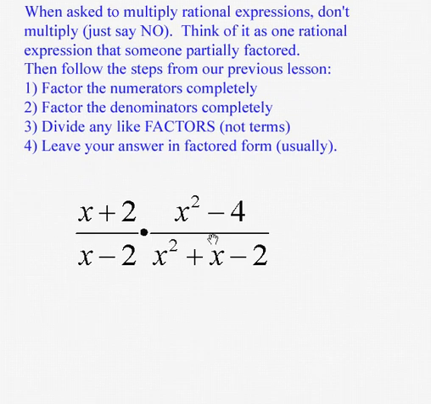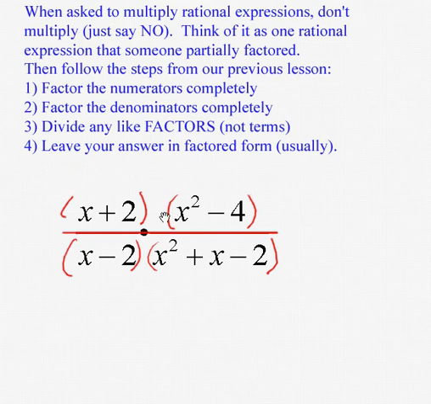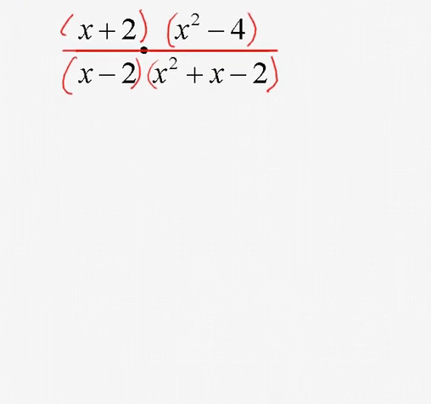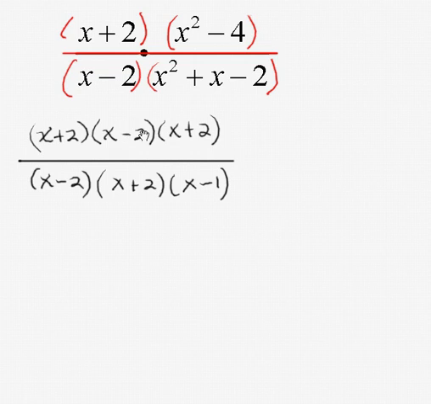As we do that, let's think of this as one big rational algebraic expression that somebody started to factor. So let's think of it as one big fraction. What I want to do is to continue to factor the numerator completely. So I have the difference of two perfect squares, x squared minus 4. That's going to factor into x minus 2 times x plus 2, the conjugates. And then I have x squared plus x minus 2. By FOIL backwards, that's x plus 2 times x minus 1. So we have everything factored in the numerator completely, everything factored in the denominator completely.